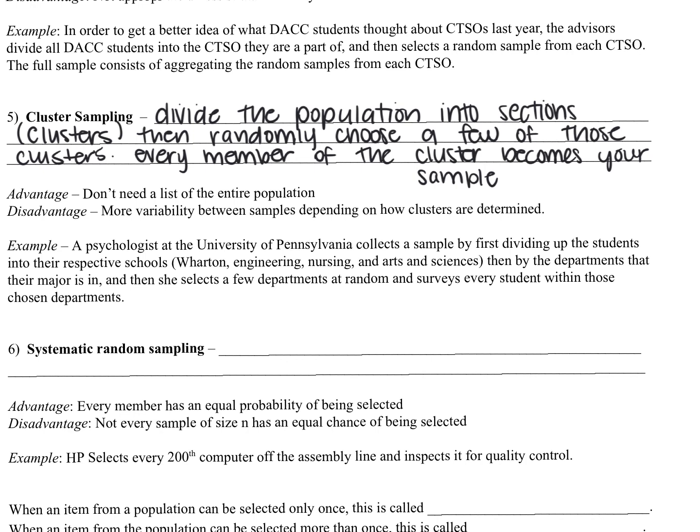And then she selects a few of those departments at random and surveys every student within those chosen departments. So you're first broken into your cluster of school, and then within that you have your cluster of what department you're a part of. And so the departments are chosen at random, and you choose students based on that.